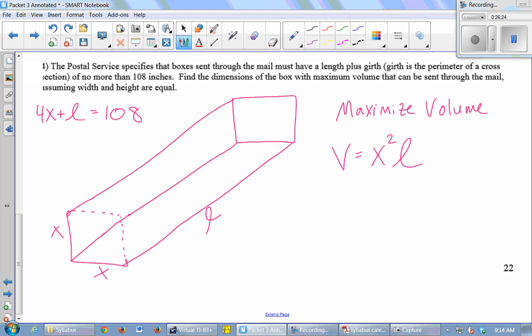So you can solve for one of these variables. L would be easy to solve for. And then I can plug it back in my other volume equation. So volume is x squared times 108 minus 4x. And I want to maximize volume now. I want to find what x should I choose, what x and L, to make maximum volume.